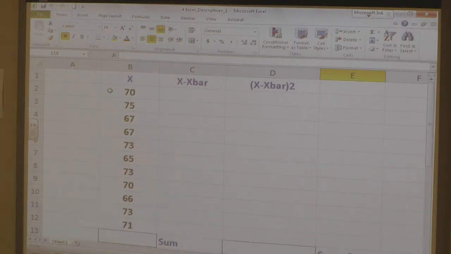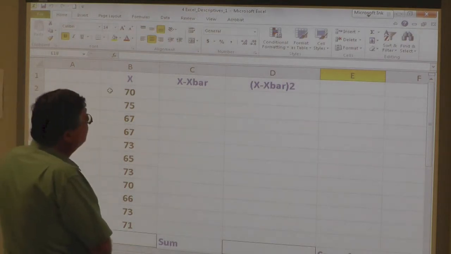You guys able to download that? You're able to open and download. It's on Blackboard under session 2 under lab, and it's called number 4 Excel Descriptives 1. It's the file there with the number 4 in front. I'll give you a minute to catch up.